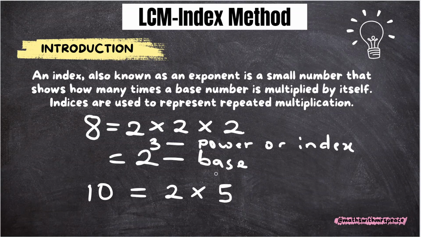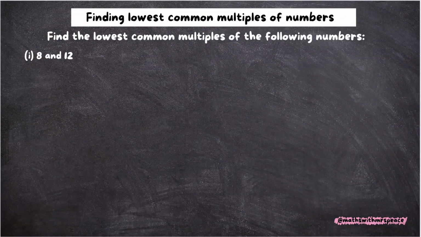If you're asked to put this in index form, you'll notice that in 2 times 5, there is no repeated multiplication. We just have one 2 and one 5. We don't have 2 multiplying itself, and we don't have 5 multiplying itself. So since there is no repeated multiplication here, in index form it's just 2 raised to the power of 1 times 5 raised to the power of 1. The power comes from the number of times the base multiplies itself. We're going to apply this concept of index form to find our LCM.